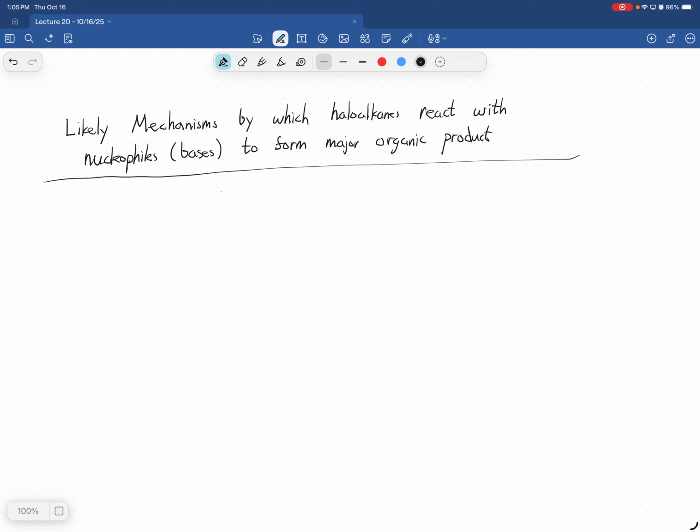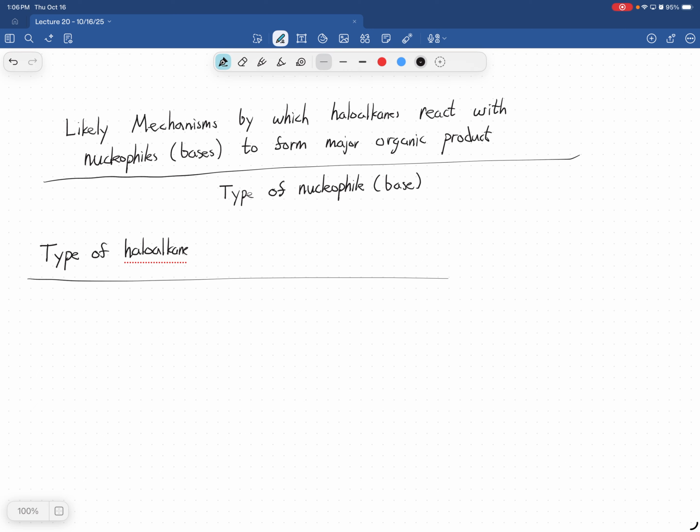Here I'm going to write type of nucleophile or base. In parentheses, I'm going to put in base. And then on this column, I'm going to put type of haloalkane.